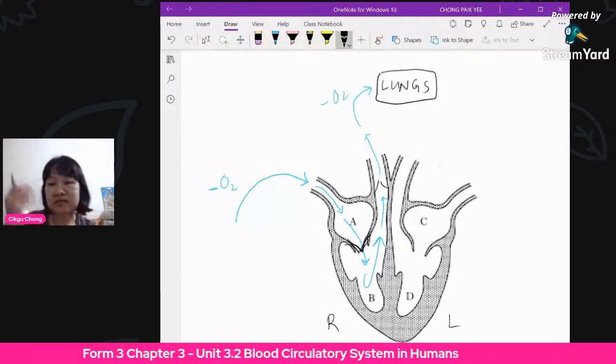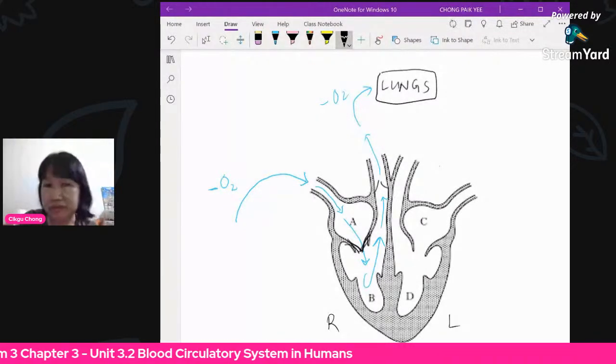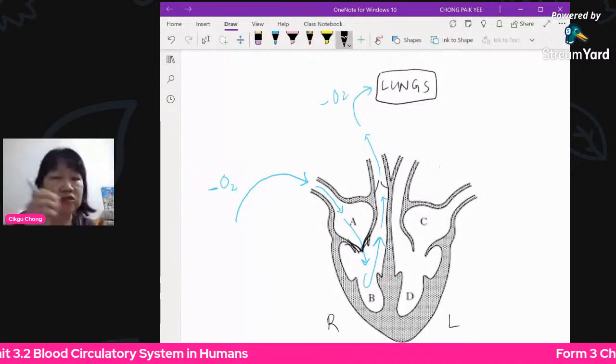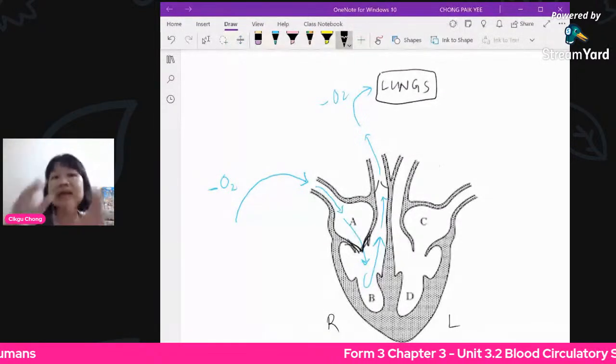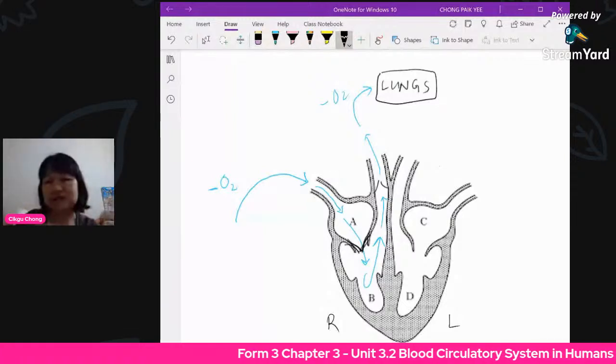So after that, let's say oxygen has already entered the blood and become oxyhemoglobin. Remember, hemoglobin combined with oxygen becomes oxyhemoglobin. Now this blood will come out from the lung.